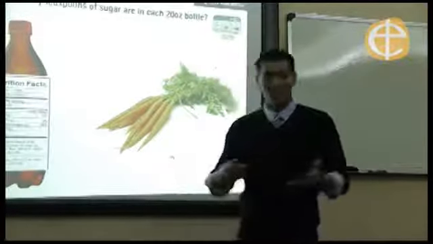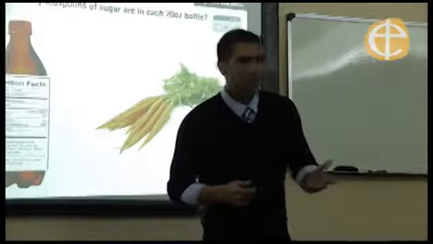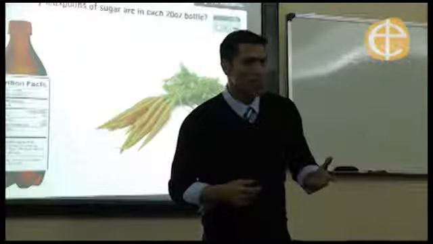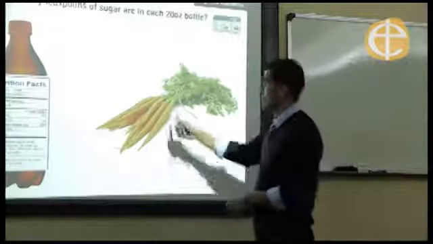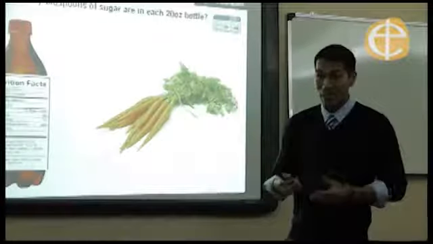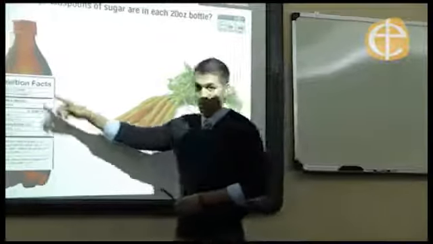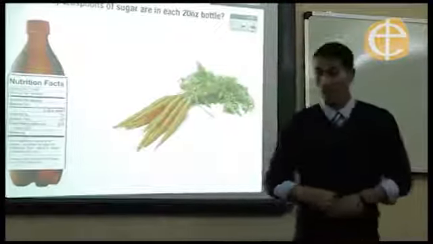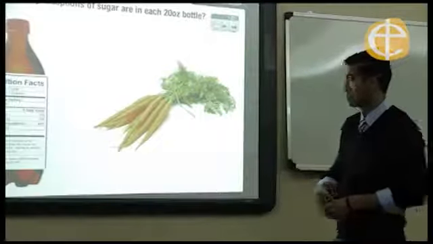I'll tell you in pounds, and I think the conversion is... How many pounds per kilogram? 1.6, I believe? Yeah, 1.6. So it's actually 3 pounds of carrots. So we make that conversion, that's how many kilos of carrots you have to eat to equal the sugar intake that you would have if you drank a 20-ounce bottle of Coke, okay?